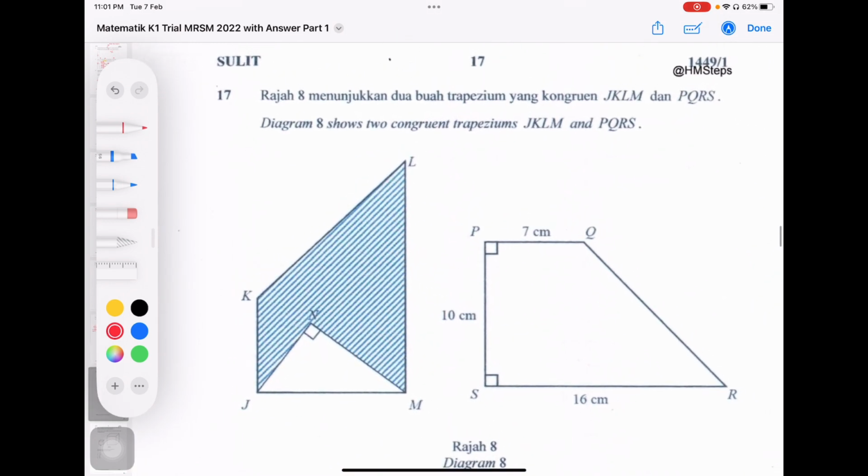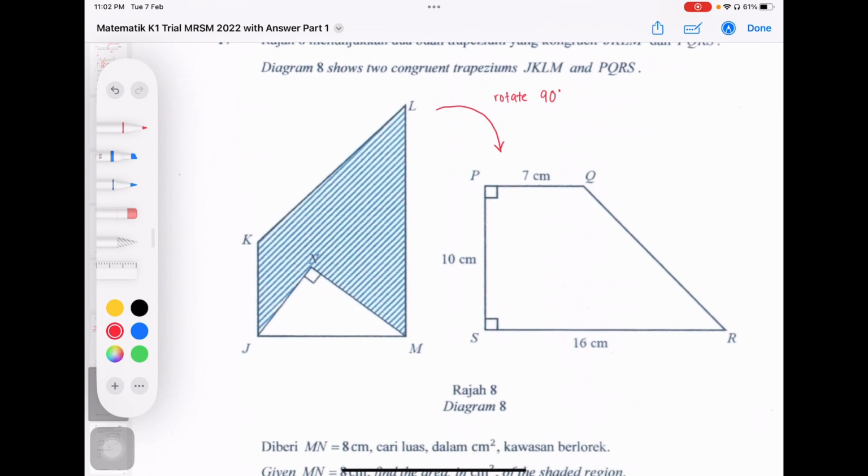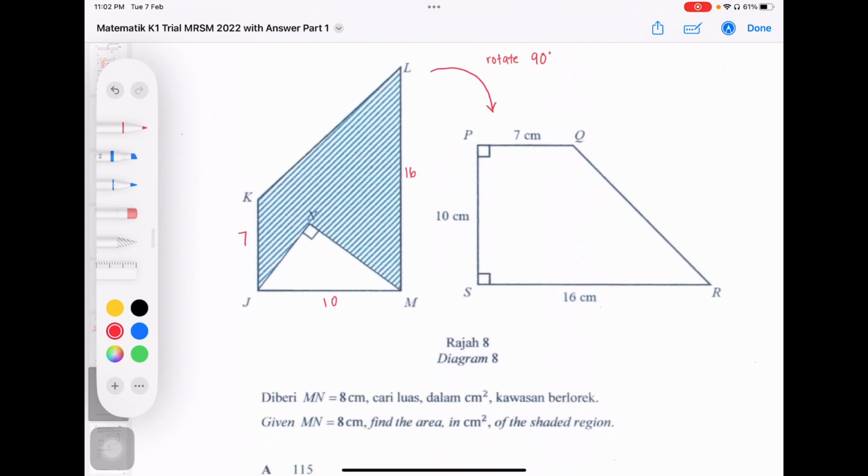Okay, now question 17. Diagram 8 shows two congruent trapeziums JKLM and PQRS. So this one rotates 90 degrees clockwise. Meaning this one is equal to 7, 10, 16, and then it says MN equals 8 cm. Given MN equals 8 cm, find the area in cm squared of the shaded region.